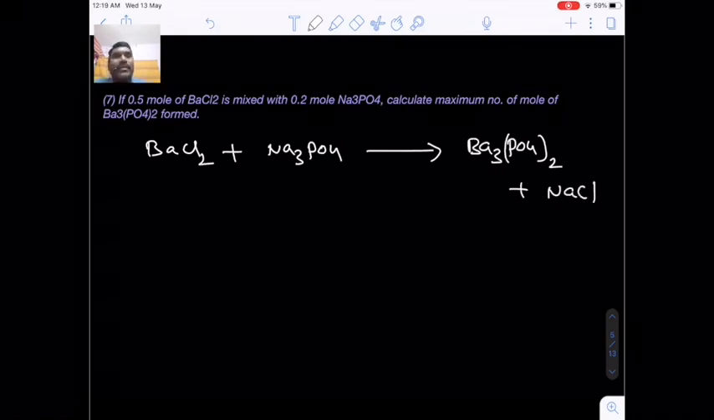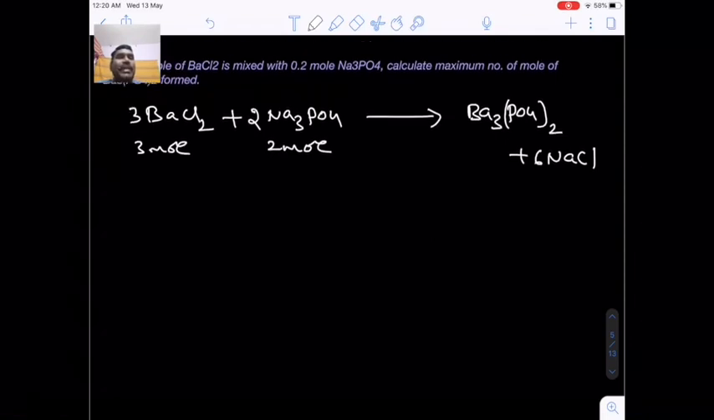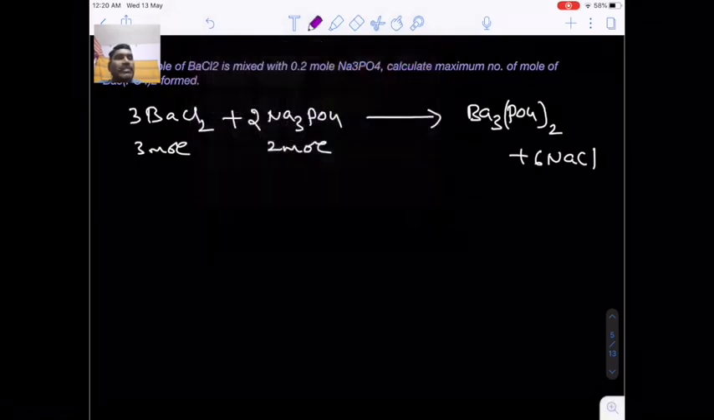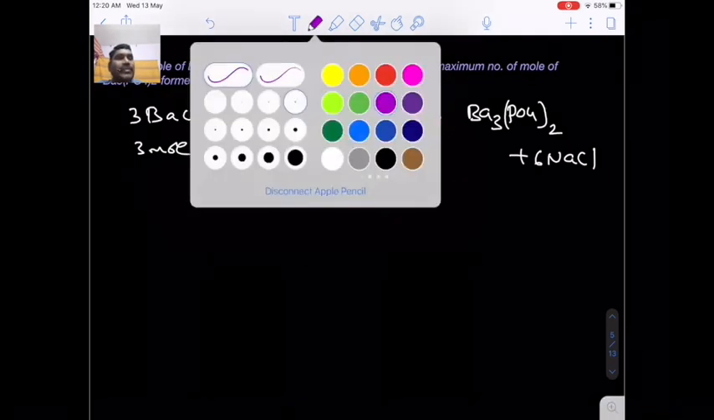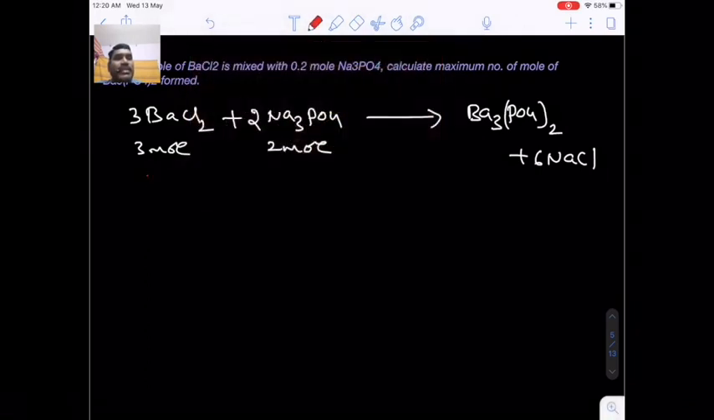Okay. Now here, balancing: barium atoms are 3 on the right side, so on the left side it will be 3. On the right side phosphate is 2, so I am writing 2 here. Sodium atoms are 6, so now this reaction is completely balanced. Okay. Now come to the limiting reagent. How many moles of barium chloride are given to you? Barium chloride is given as 0.5 moles.